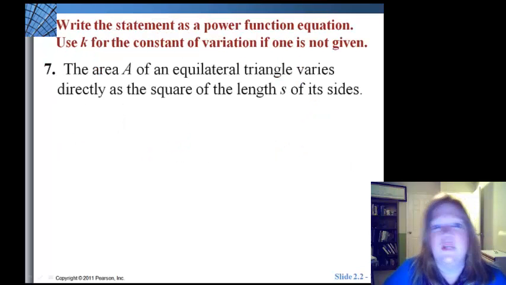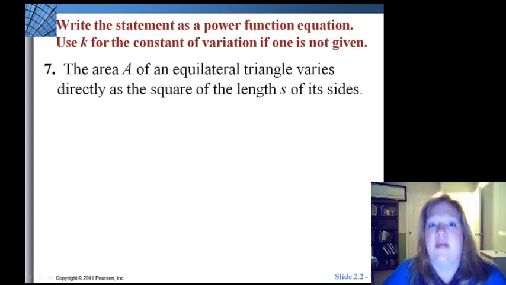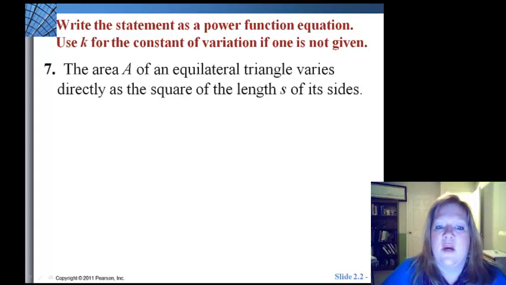This is using language and writing it in mathematics. The area A of an equilateral triangle varies directly. When you see that varies directly, immediately you think equals k times something: the square of the length s of its side. What they want you to do in this section is write the statement as a power function equation, using k for the constant of variation if one is not given.